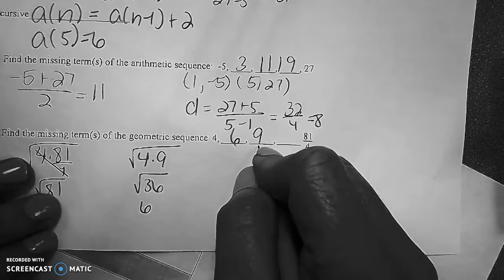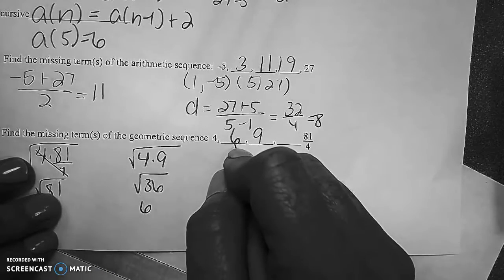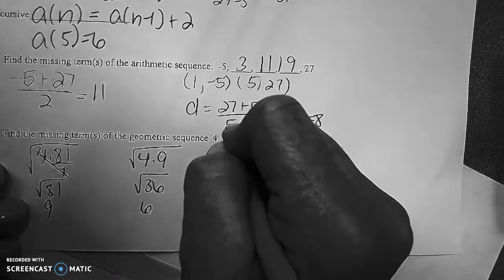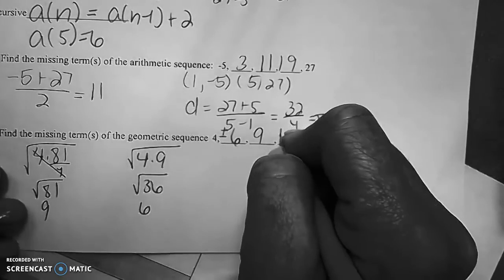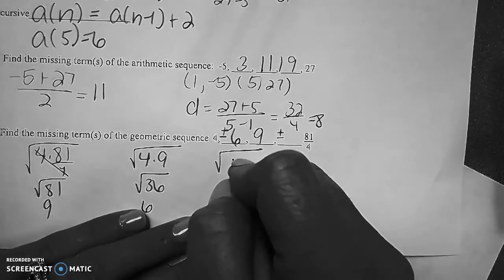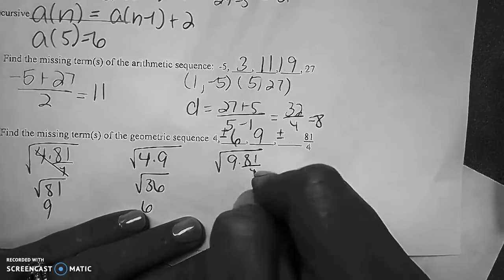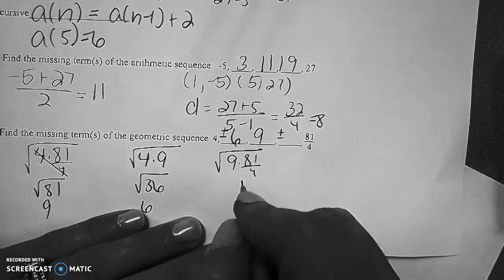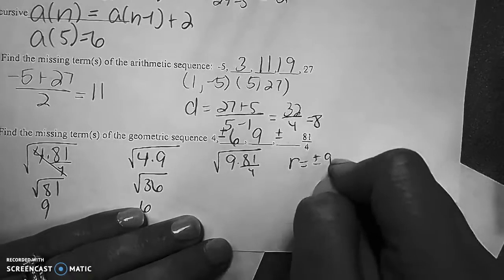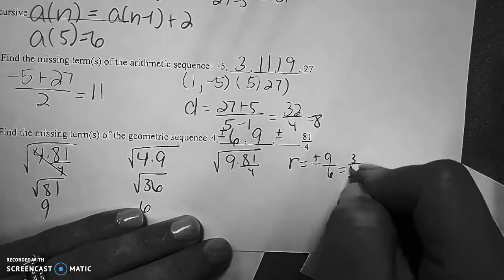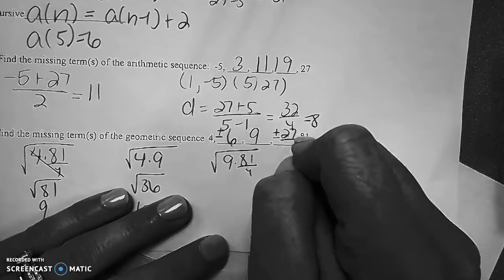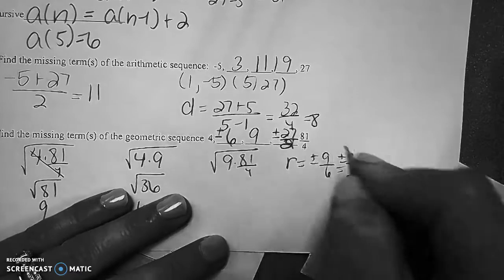Remember, I know the middle term. I don't know the second term, and I don't know the fourth term. I don't know if r is positive or negative, so actually these could be positive or negative. Then I could do the square root of 9 times 81 over 4. Or you could see that r is plus or minus 9 over 6, so it's 3 over 2. So either way, you can get that next term is 27 over 2.